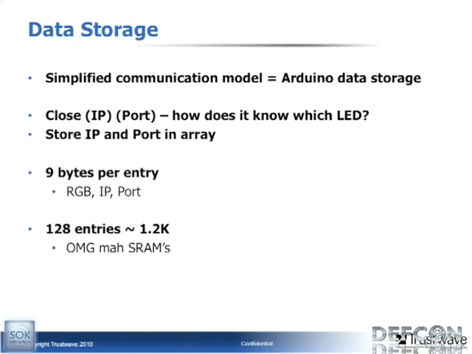But I couldn't do that because the Arduino had to be smart enough to know, when I say close, where it's at. It has to be smart enough to know that I'm going to close the session. So how would I do that? I store the IP and the port in an array. There's 9 bytes per array. I had to do the math. It came out to like 1.2K. I was like, oh my God, I took up 1.2K. That's such a beast. It's like bloatedware, you know?